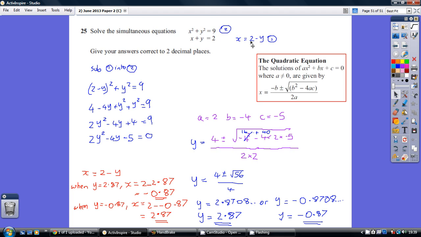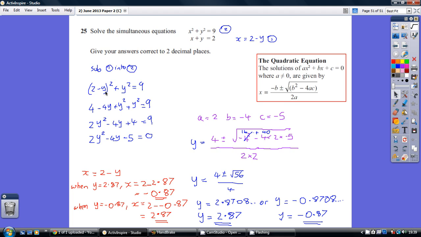So we're going to replace the x in x squared not with x but with 2 minus y. So 2 minus y is going to go in here. So it's going to be 2 minus y all squared plus y squared equals 9. Now from then onwards it's just bog standard algebra really. You've just got a sort of number crunch.